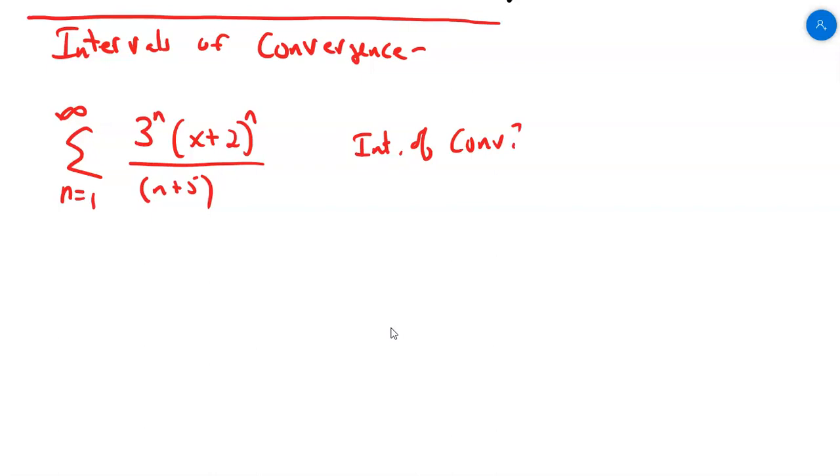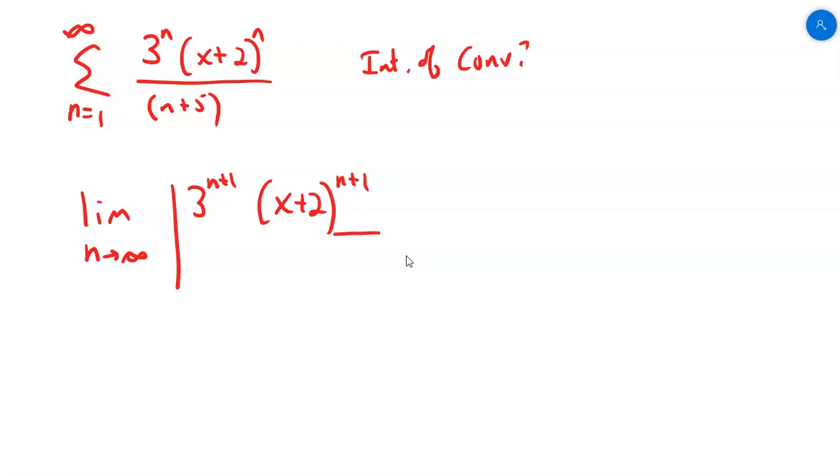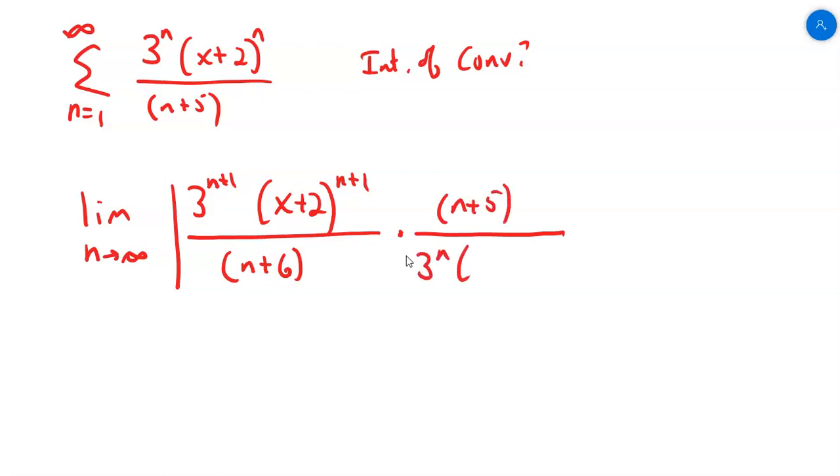All right, so we start with the ratio test. We take the n plus first term divided by the nth term. So I'm going to take the limit as n approaches infinity of 3 to the n plus 1, x plus 2 to the n plus 1. On the bottom, n plus 1 plus 5 is n plus 6. Now, remember the old trick, we're going to multiply by the reciprocal. Instead of dividing by that original function, we'll multiply by the reciprocal. So I got an n plus 5. I got a 3 to the n, x plus 2 to the n.